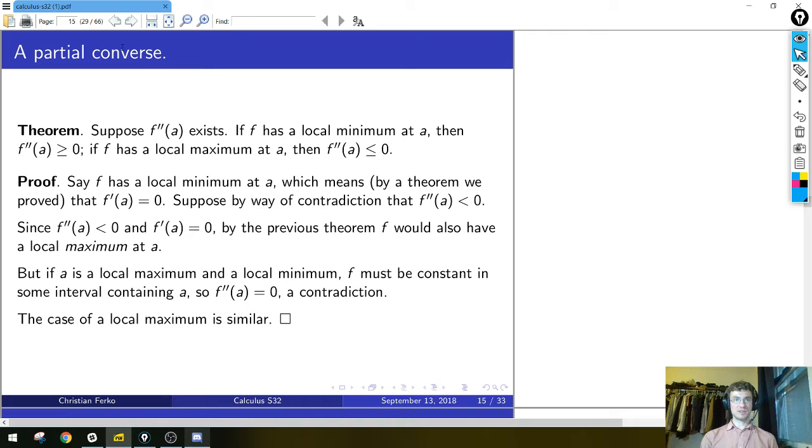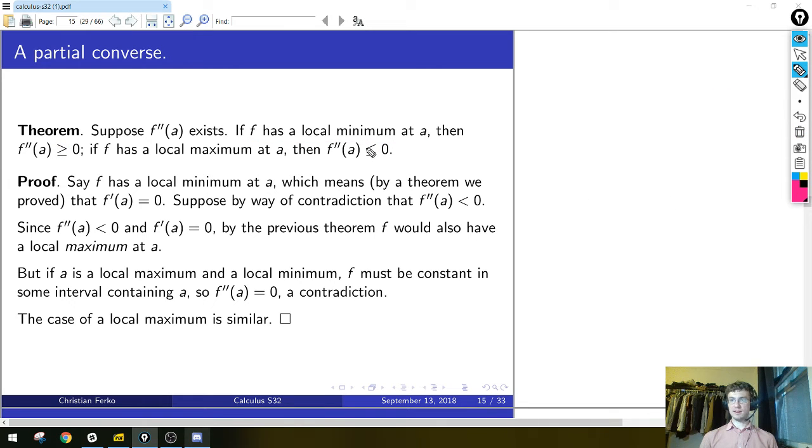So I call this a partial converse. So here's the partial converse. If you assume the second derivative exists, and you also assume that the function has a local minimum at a, so like x to the fourth or whatever, then the second derivative must be greater than or equal to 0. As you've just seen, we really need that "or equal to," because x to the power 4 gives a counterexample if we omit the "or equal to."